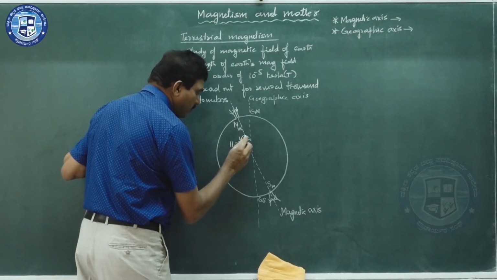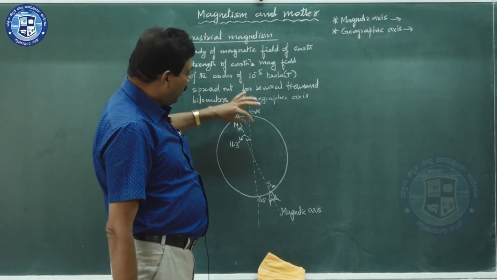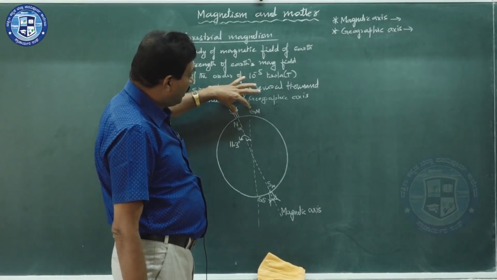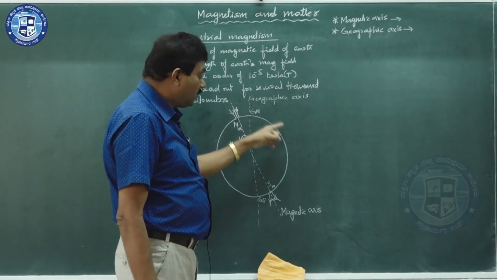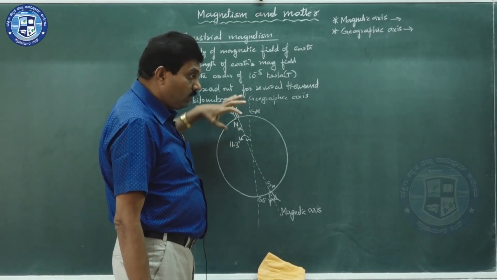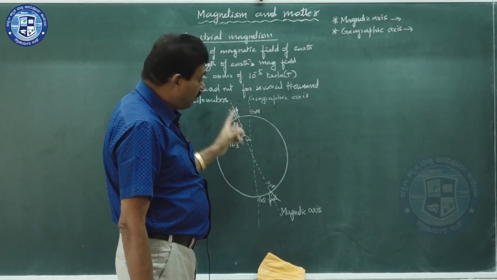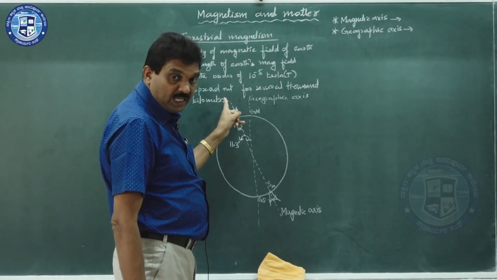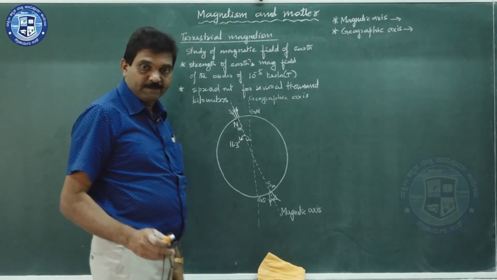11.3 degrees. This angle is almost a small angle, because it is at the center, not at the perimeter or on the surface of the earth. At the surface this angle would seem very large, but here it is a small angle subtended between the two axes, geographic axis and magnetic axis of the earth, that is around 11.3 degrees.